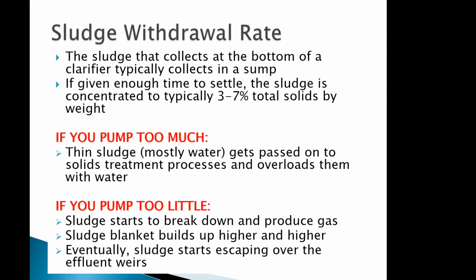If given enough time to settle, so if our clarifier is performing well, we will see that the primary sludge is usually concentrated to about 3 to 7% total solids. Okay, it's going to depend a little bit on the nature of your plant and the nature of the sludge, but 3 to 7 is a pretty normal range.